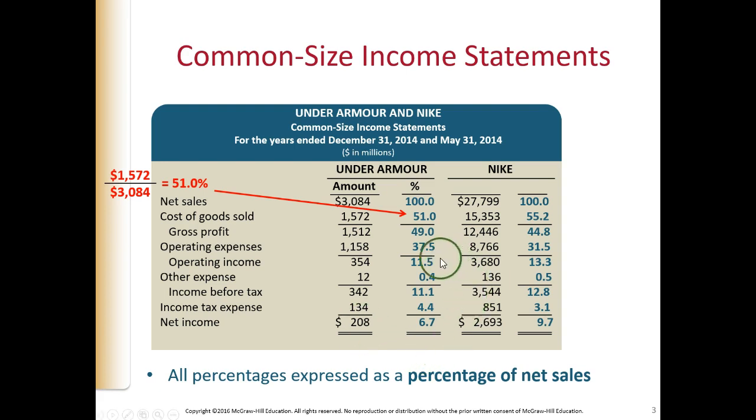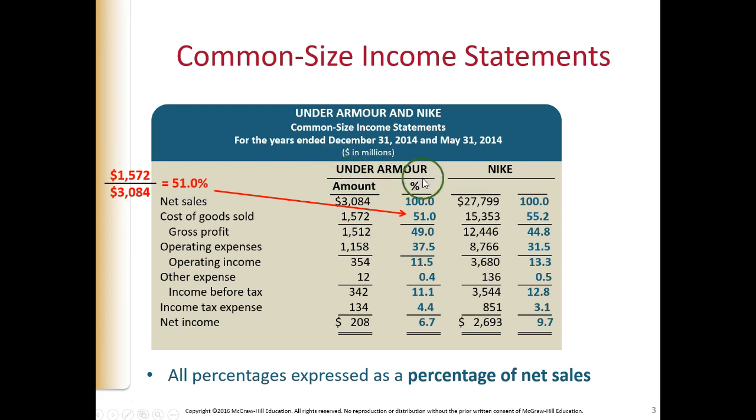And you will use the same pattern all throughout the rest of the income statement. Divide each of these other numbers, gross profit, operating expenses, operating income, and so forth, all by the net sales figure. And then you'll see at the very bottom, net income is 6.7% of net sales. So it's a very simple set of computations. Again, every number in the income statement is divided by net sales, even itself. So when you divide 3,084 by 3,084, you get 100%.